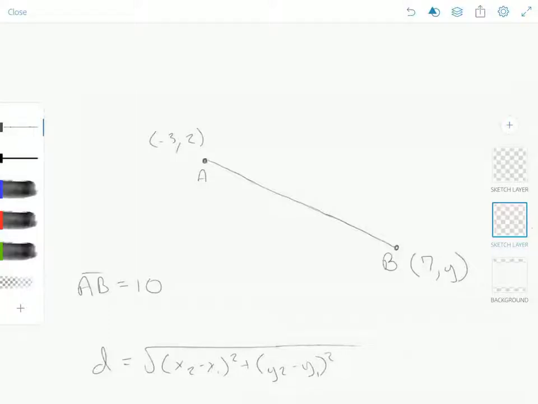This is an example of a distance formula problem that really depends on your understanding of algebra. Because in this case, we've been given the distance between A and B, and we've been given some information about the locations of A and B, but some of that information is missing.